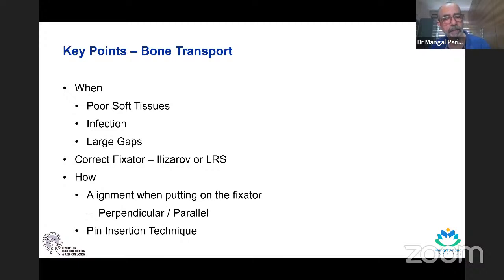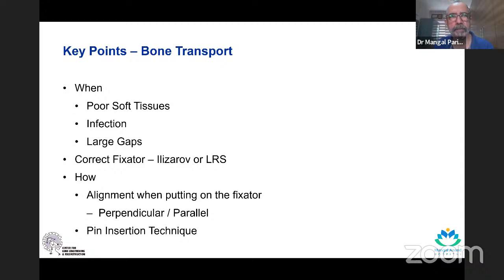So when you have large gaps, use the right kind of fixator. I mean, just because you can't do an Ilizarov, if you've got a small fragment like the lady with the poor soft tissue that I showed, there's no way that you can use an LRS over there.